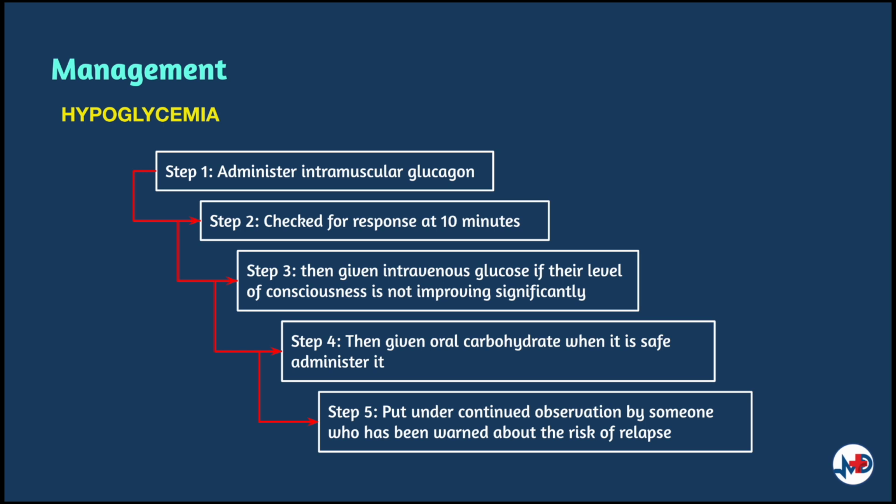Step 2, check for response at 10 minutes. And step 3, give intravenous glucose if their level of consciousness is not improving significantly. Step 4, provide them with oral carbohydrate when it's safe to administer it. And step 5, put under continued observation by anyone who has been warned about the risk of relapse. This is important to also identify the classifications or the severity of hypoglycemia. If the patient has mild hypoglycemia, then oral carbohydrates are sufficient.